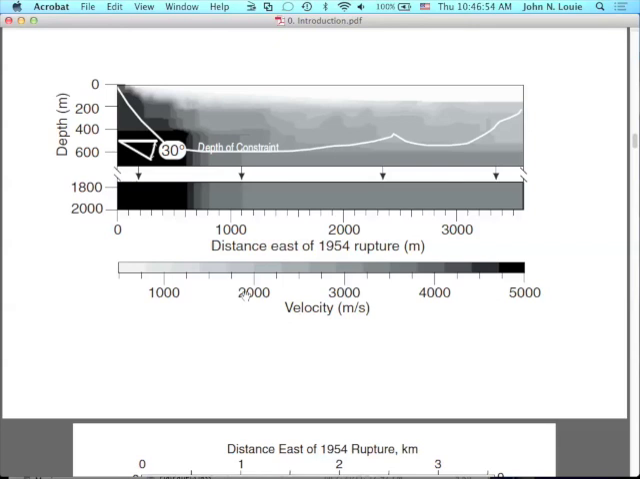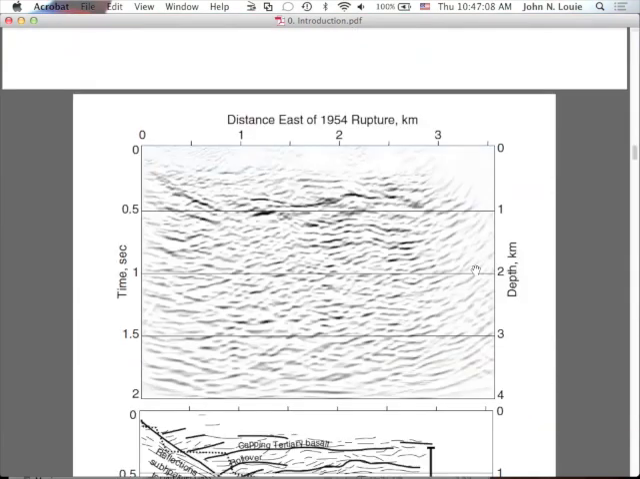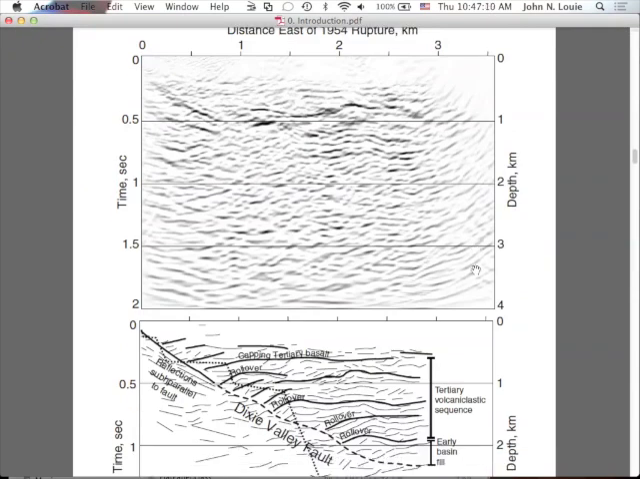Here again, you can see velocity in the alluvium averages 2,000 meters a second. And in the bedrock, at least where we can see it, it's about 4,000 meters per second. And so here's the migrated stack that we got. The fault rupture is right up here at 0, 0.